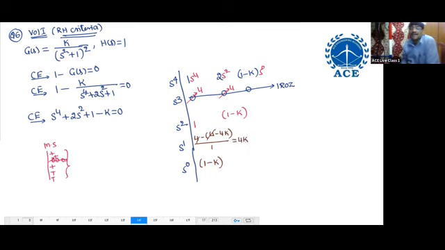What is the condition for marginal stability? All should be positive. Here 1 positive, 4 positive, 1 positive. This should be greater than 0, that means K is greater than 0 for marginal stable. And this should be greater than 0, that means K is less than 1. So K greater than 0, less than 1. The given system is marginal stable.